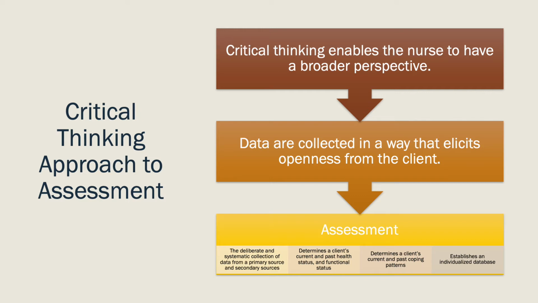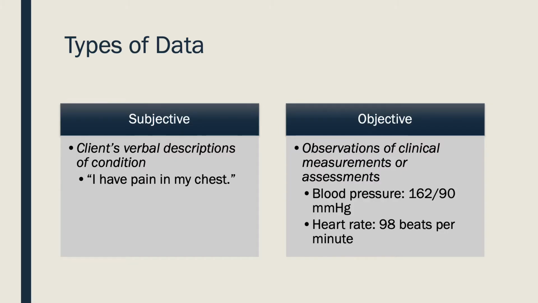Basically, you want your assessment to be systematic, and you want to determine your patient's current and past health status or functional status, determine their past and current coping mechanisms, and really get to know your patient. And to do that, you need to be able to critically think in order to get the right information out of your patient. So there's 2 types of data that we're going to collect from our patient when we are performing an assessment on them.